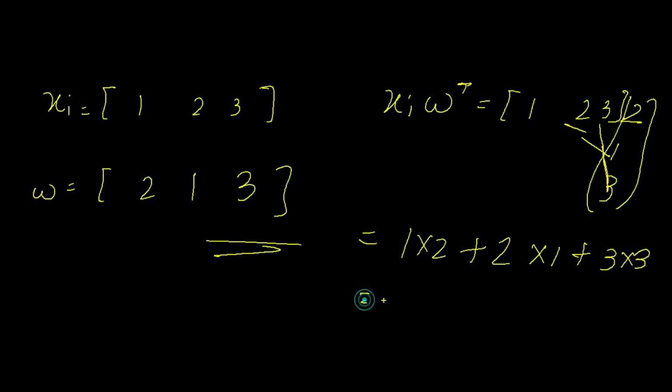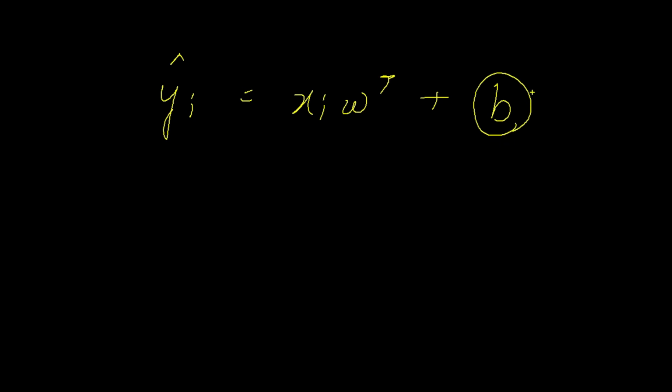So this is same as we have written in the previous equation, that is y hat is xiwt. In linear regression, we add a constant term to our equation, that is this equation is xiwt plus b. This b is a constant term. Sometimes this b is also denoted as w naught.